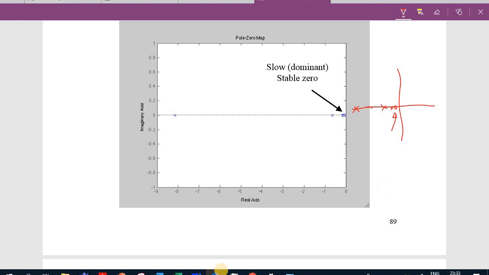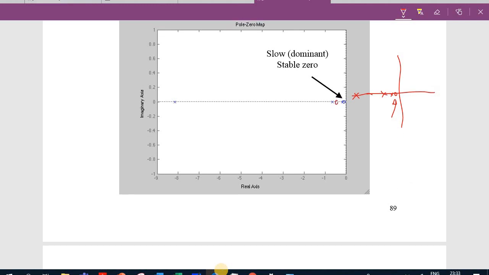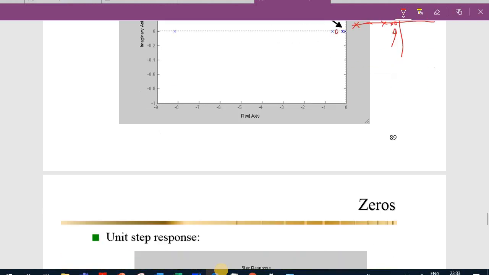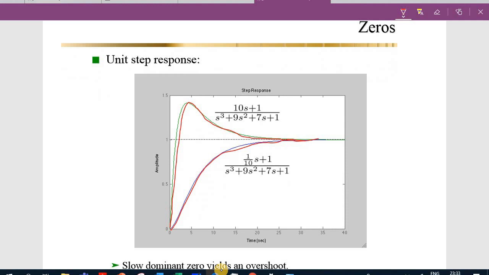Someone would ask me, well, what if it was sitting here? It will still have an overshoot, because it is not 10 times less than the closest one, but it will have a smaller one. So don't worry about it, it will have an overshoot.